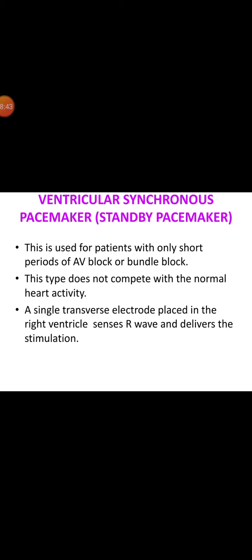Next, we'll look into the standby pacemaker, or ventricular synchronous pacemaker. This is used for patients with only short periods of AV block or bundle block. This type does not compete with the normal heart activity. A single transverse electrode placed in the right ventricle senses the R wave and delivers the stimulation.